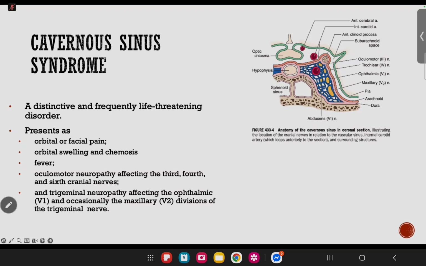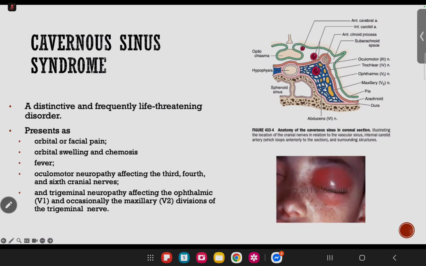So lastly, let's talk about cavernous sinus syndrome. This is a distinctive and frequently life-threatening disorder, which often presents as orbital pain or facial pain with orbital swelling and chemosis, fever, oculomotor neuropathy affecting the third, fourth, and sixth cranial nerves, and trigeminal neuropathy affecting the ophthalmic and occasionally the maxillary divisions of the trigeminal nerve. So this is a case with cavernous sinus syndrome.